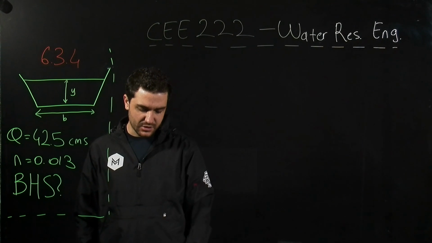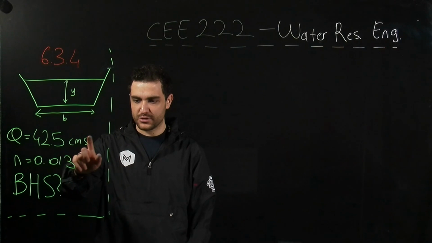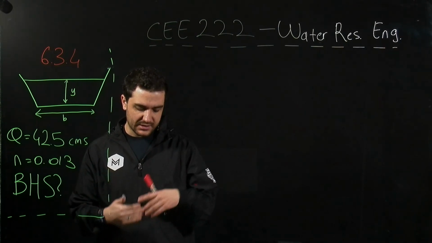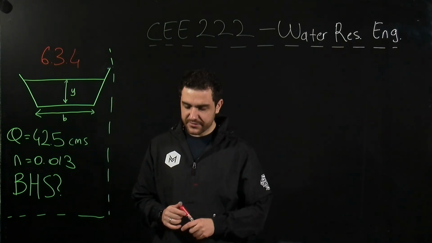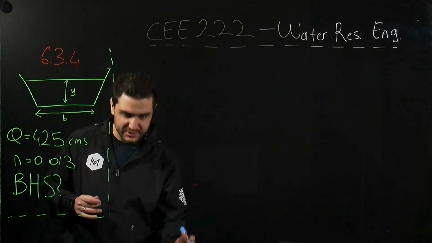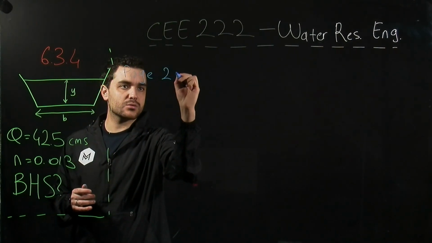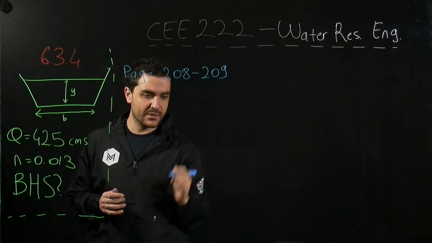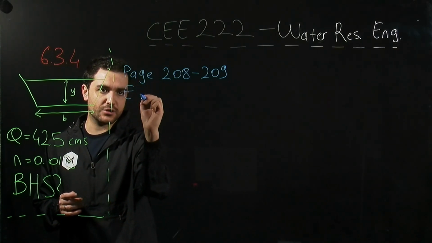A concrete open channel is required to pass a flow rate of 42.5 cubic meters per second, and we need to design the best hydraulic trapezoidal section for the channel. For this question, you will need to check your textbook, page 209. On this page you will see example 6.4.